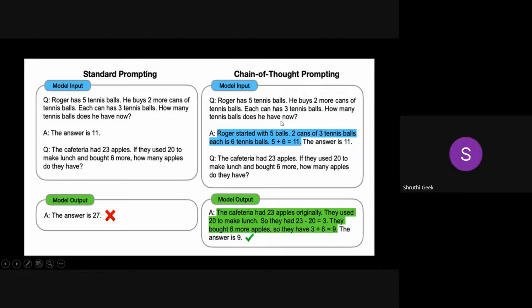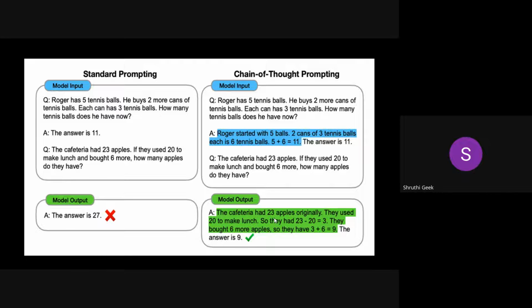When the model has been taught with chain of thoughts prompting, which means the model has been fed with few shot examples or zero shot examples and instructed to have a step by step analysis of the question before giving the final answer, then you can see how the answer has been formulated, right? The cafeteria had 23 apples originally.